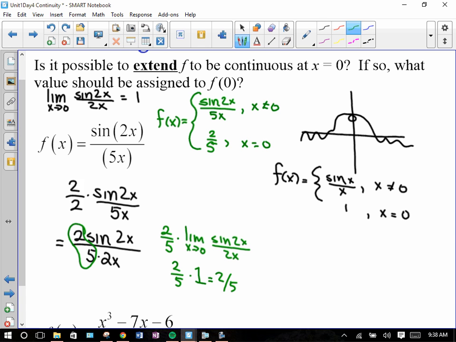So the idea here is you want to figure out what this function is approaching, or what the limit of this function is as I'm approaching, in this case, 0, because I'm dealing with x equals 0. So all you have to do is find the limit of this function, and the limit of it is 2/5. So then you say, I'm letting f of x equal sine 2x divided by 5x when x is not equal to 0. But when x is equal to 0, I know that function is approaching 2/5. So I'm filling that hole in. This hole is at x equals 0, and we're saying that the y value is 2/5. We're defining it. Makes sense.